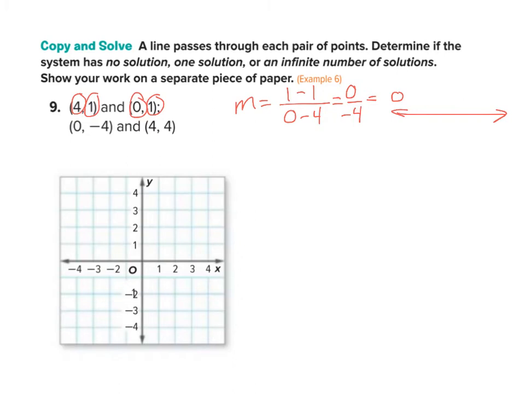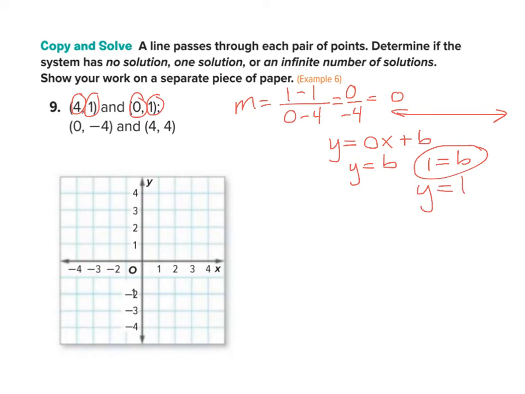So if my slope is 0, y equals mx, which is 0 times x, plus b. Y is just b. So I can solve for b if I substitute in a number for y, which is just 1. So I can substitute in 1 equals b. And so my line is y equals 1.